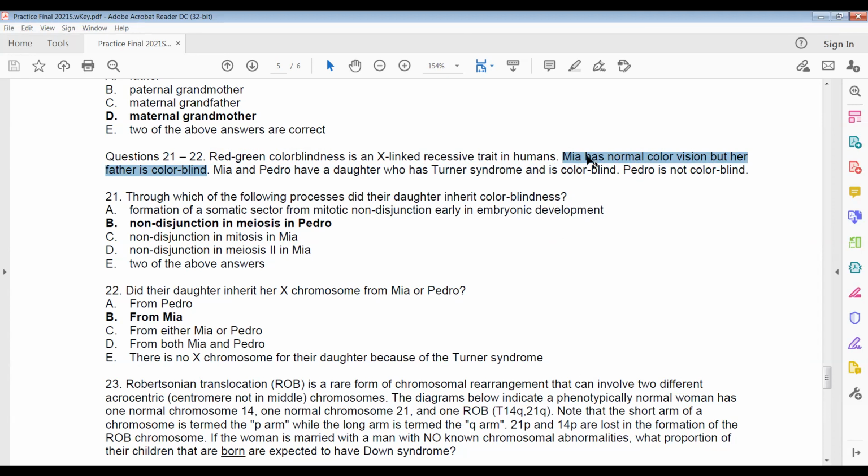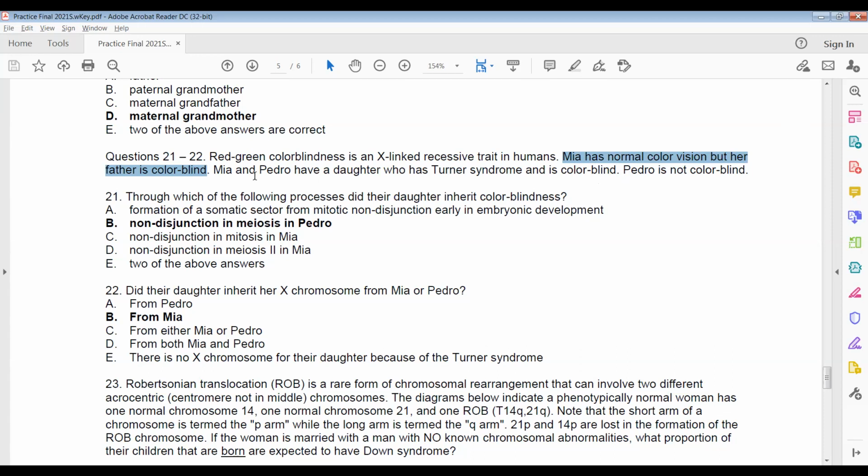Now, Mia must inherit that X chromosome from her father. So she must have an X little b. Let's use the lowercase b to represent the recessive allele from her father. But Mia has normal color vision. That means she must inherit another big B linked on the X chromosome from her mom. So Mia must be heterozygous, right?